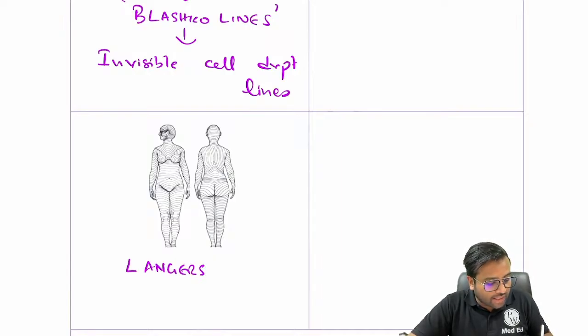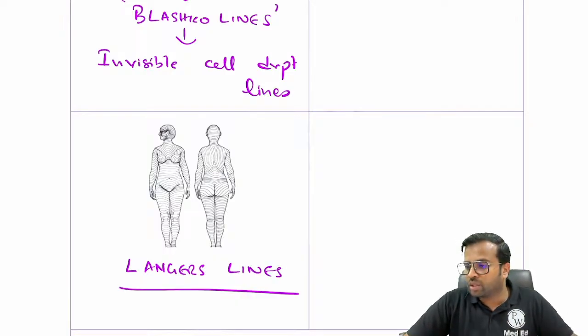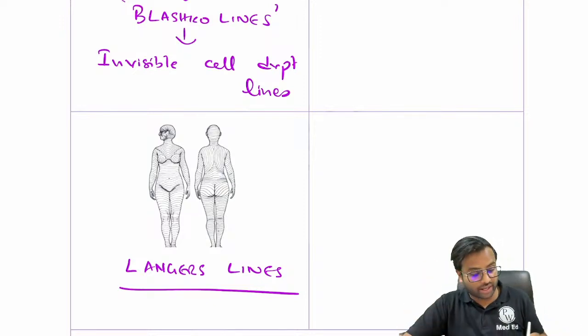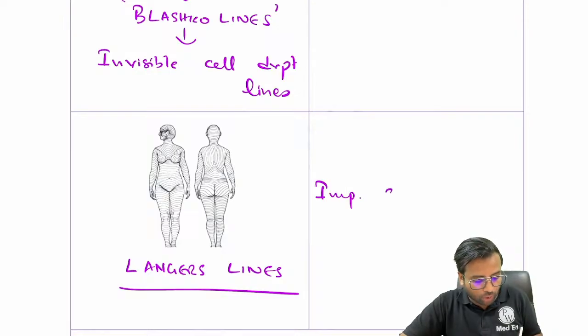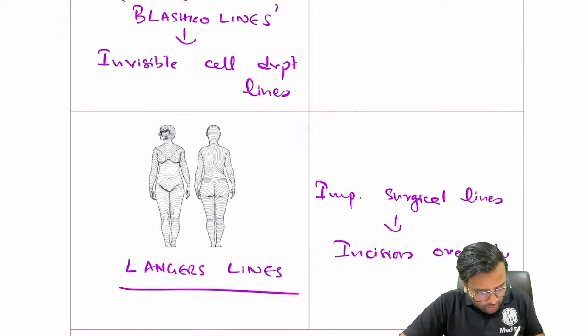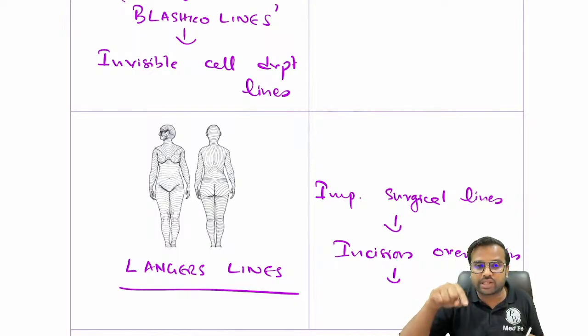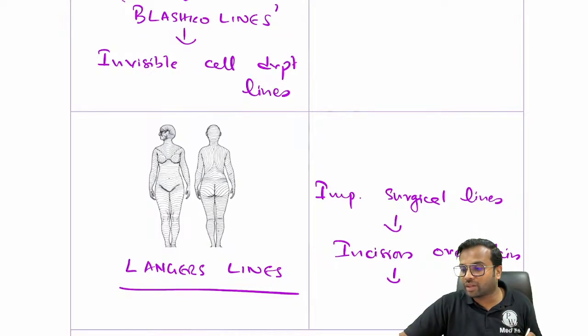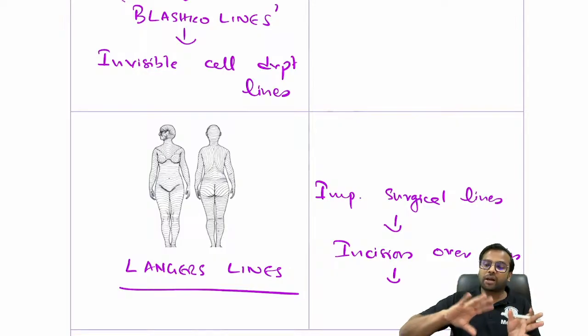Now what is the significance of Langer's lines? So these are important surgical lines, because whenever you want to give an incision over the skin, surgical incisions are made through it.